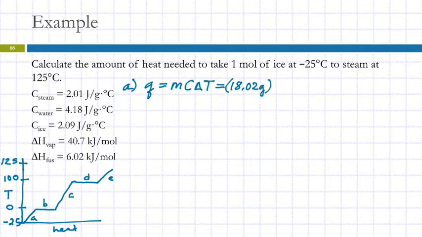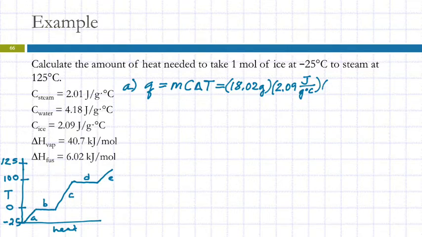And then you need the specific heat capacity of ice. There are 3 specific heat capacities given here: steam, water, and ice. I'm going to use the ice one, 2.09 joules per gram degrees Celsius. And then I have to figure out what the temperature change is.